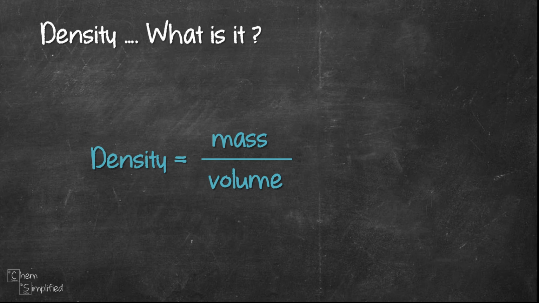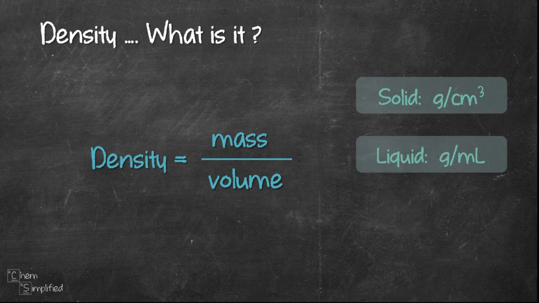Normally, density of solid is expressed in grams per cm cube, while for liquid it's grams per ml. These two units are actually the same numerically because 1 cm cube equals 1 ml. It's just that when you measure the volume of solid, it's calculated in units of length cube, like cm cube or meter cube, whereas for liquid, it's usually measured in milliliter, so that's why there's a difference in the unit for the density of solid and liquid.